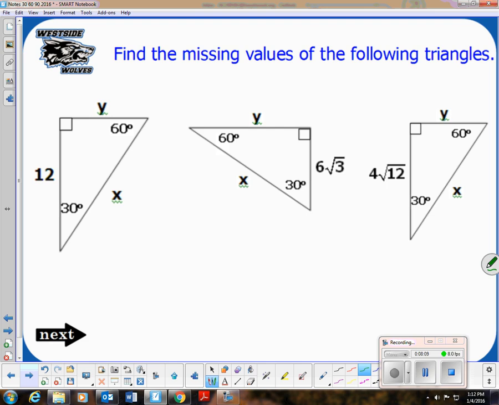All right, so to get here, I need the short leg first. Always got to have the first one here. So if I've got the long leg, remember to get to the long leg, I take the shortest leg times the square root of 3.